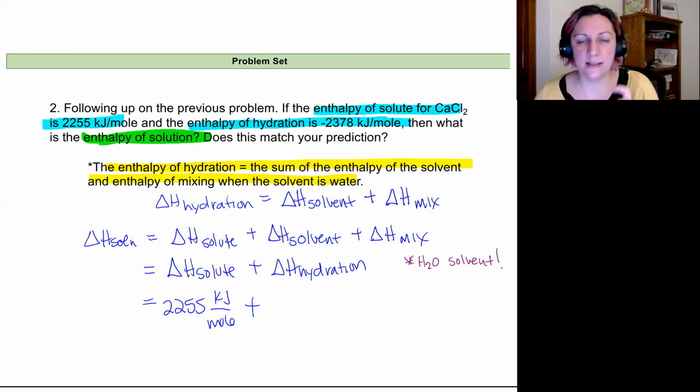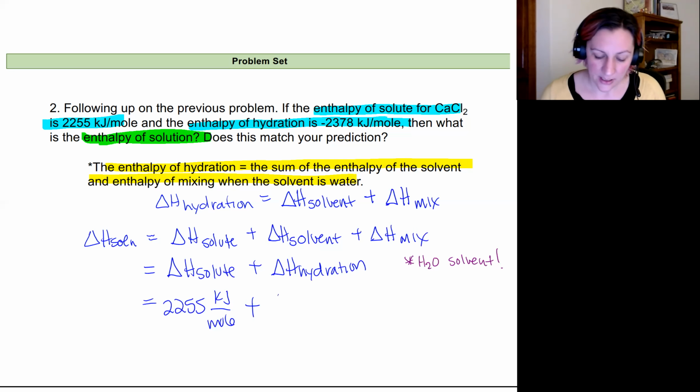Now, just seeing that that's a negative value tells me that my enthalpy of mixing is significantly higher than my enthalpy of solvent, which it should be. The question is, is that enthalpy of mixing larger than the enthalpy of my solvent plus the enthalpy of my solute? That is what tells me if it's endothermic or exothermic. So this is going to be negative 2,378 kilojoules per mole.